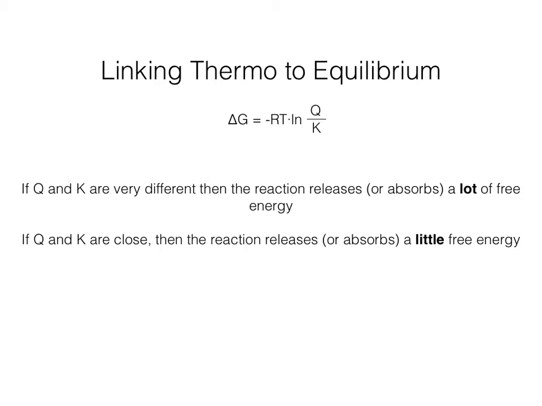Delta G can also be given by this expression: delta G equals minus RT times the natural log of Q divided by K. If Q and K are very different, then the reaction releases or absorbs lots of free energy. There's a lot of reaction that has to happen in order for Q to equal K and the reaction comes to equilibrium. If Q and K are close, then there's very little free energy that is released during the reaction.